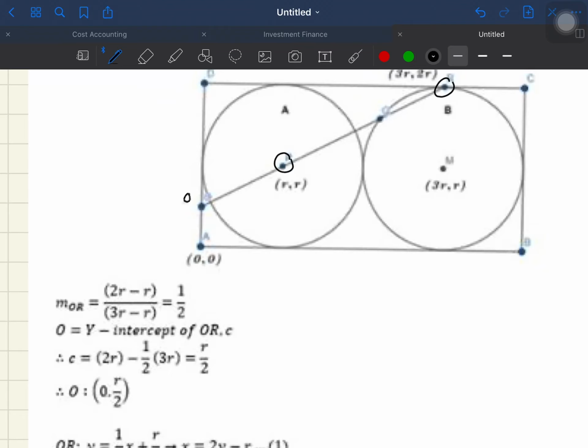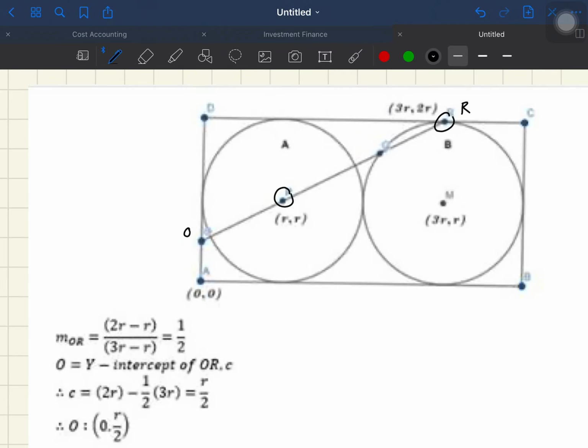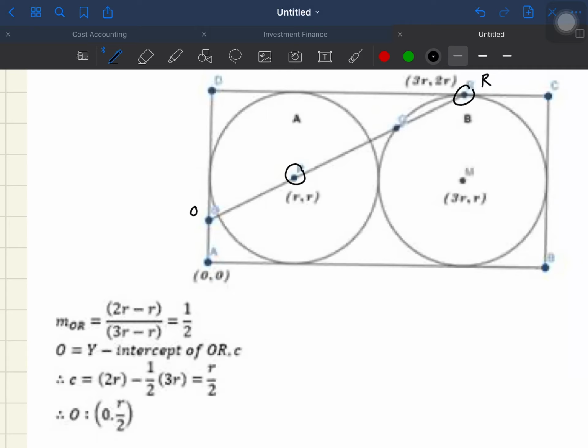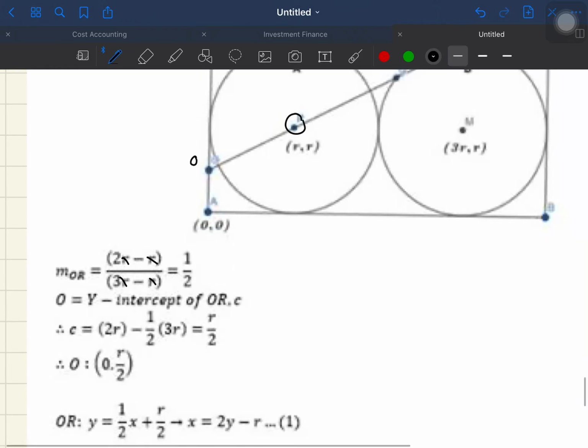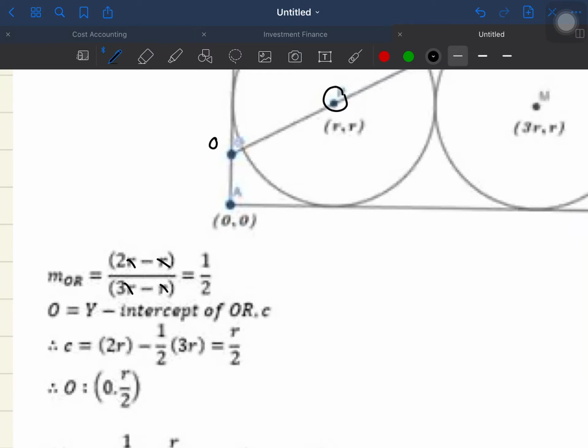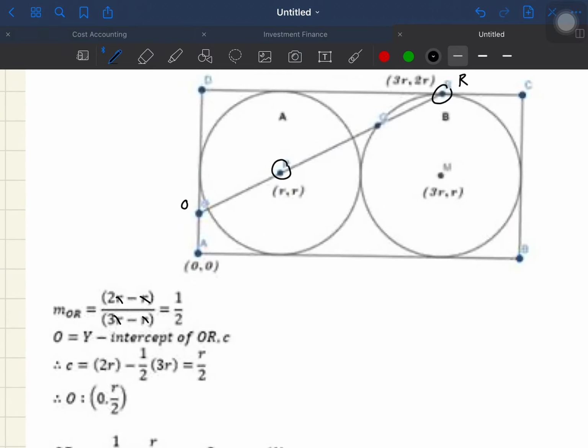From the beginning, this is O, and then to R, this is the n, and then we will be able to get the gradient of the straight line, which is 1/2, because we cancel out the R at the same time. Okay, so not to mention, we have also the y-intercept of OR because of the origin, this here.